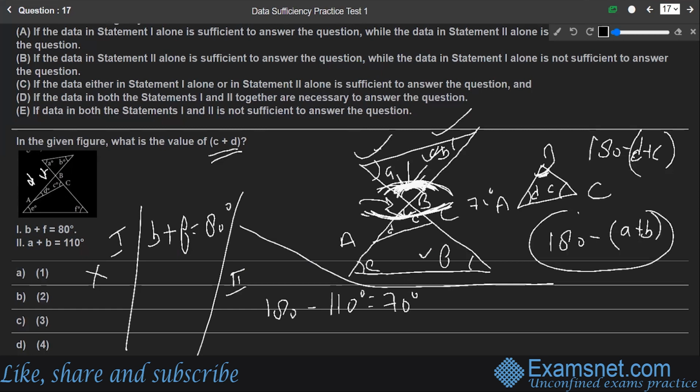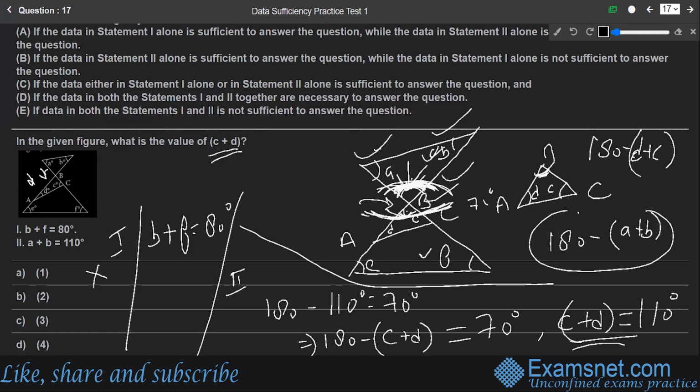So what is the measure of C plus D? The measure of C plus D is 180 minus (C plus D), and this is equal to 70 degrees, as we mentioned, since this angle and this angle are equal. So 180 minus (C plus D) becomes 70 degrees, which gives us the combined value of C plus D as 180 minus 70, that is 110 degrees. So statement number two alone could answer the question.